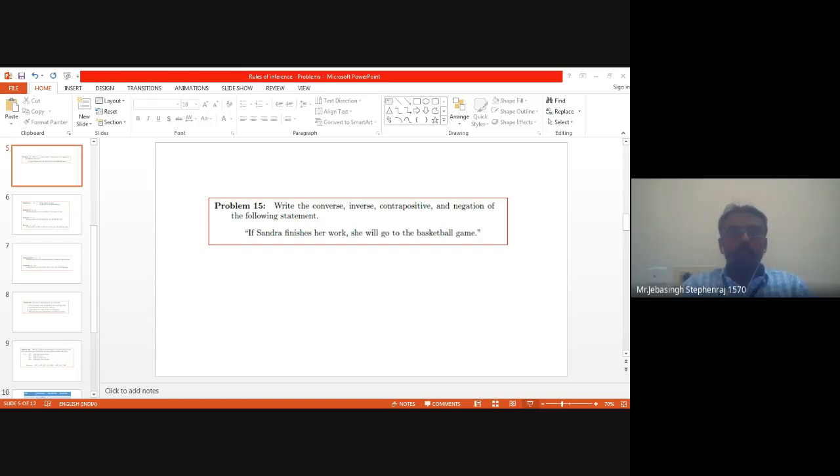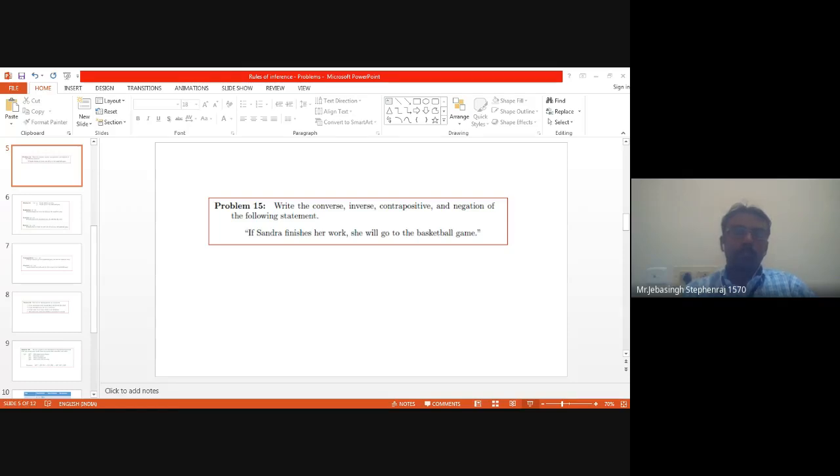You just swap the conclusion into the initial statement. Q was the conclusion in the implication if P, then Q. So Q comes in the first place and P goes to the conclusion. That is called the converse of the given conditional statement. So if Q then P is the converse of if P then Q. If Sandra goes to the basketball game, then she will finish her work.